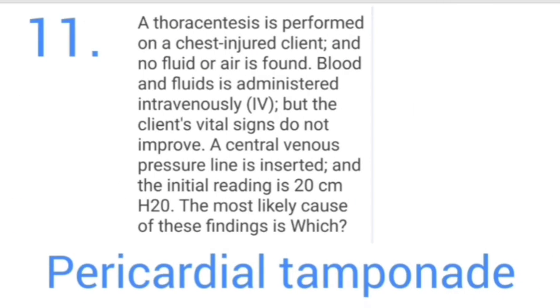A thoracentesis is performed on a chest-injured client and no fluid or air is found. Blood and fluids are administered intravenously, but the client's vital signs do not improve. A central venous pressure line is inserted and the initial reading is 20 cm H2O. The most likely cause of these findings is pericardial tamponade.